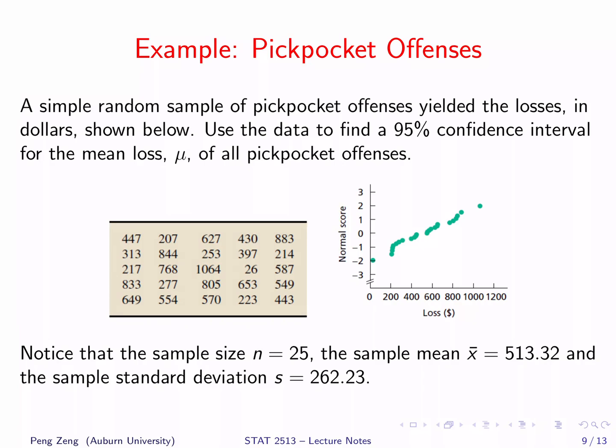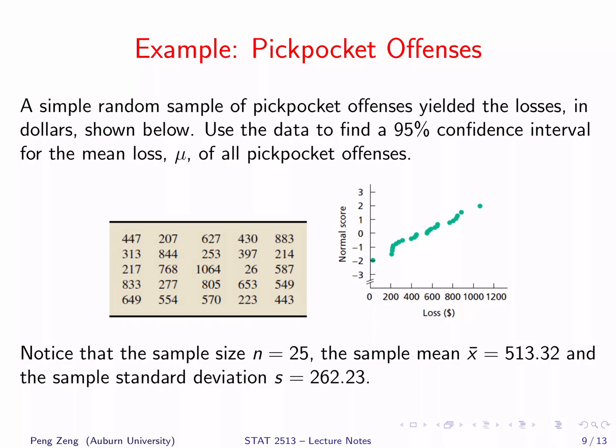In this problem, we need to construct a confidence interval for the mean. The problem only gives us the data. The population standard deviation is unknown. The sample size is n equals 25. The sample size is moderate. We still need to check normality. For the normal probability plot, we can see that most of the points roughly fall on a straight line. Therefore, the normality assumption holds. We can use the one mean t interval procedure.